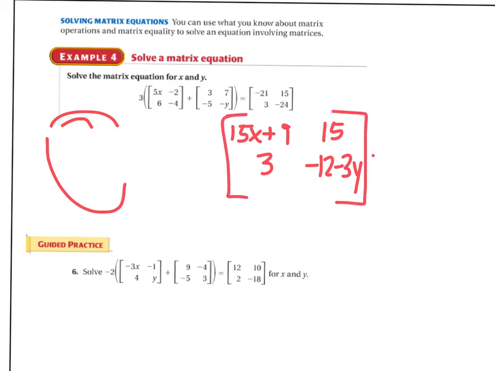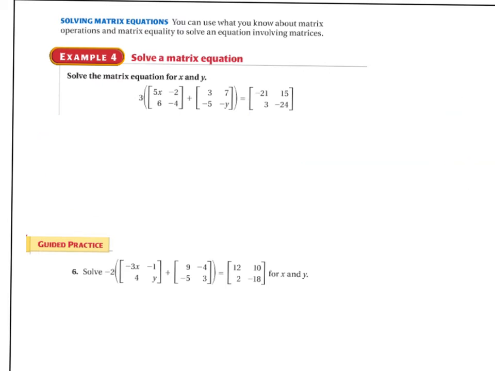And now, in order to solve for y, this is the important part. Write that answer matrix over here, and you'll see that you end up with some equations. You know that this first row, first column element has to equal that one if these are truly equal matrices. And so we just write that separately somewhere and do the work. That we know that 15x plus 9 must equal a negative 21. Okay? And so we just go ahead and solve it. And when you do that, you're going to end up with x equals negative 2.